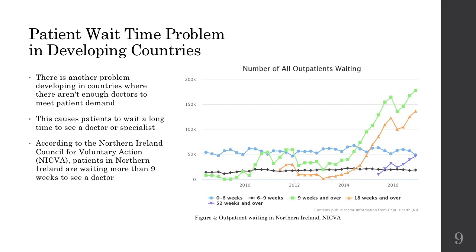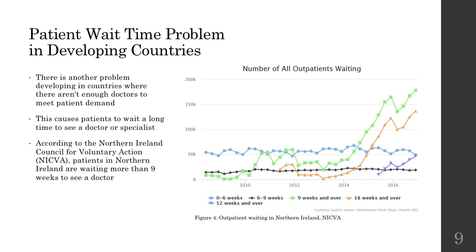Also, there's a problem developing in countries where there aren't enough doctors to meet the demand of patients. This is typically occurring in developing countries. The problem of not having enough doctors results in patients waiting a long time to see a doctor or a specialist, since the doctor can only see a certain number of patients per day. Some countries have patients waiting more than 9 weeks to see the doctor, which is unacceptable and puts the patient's life at risk if there's a serious problem.